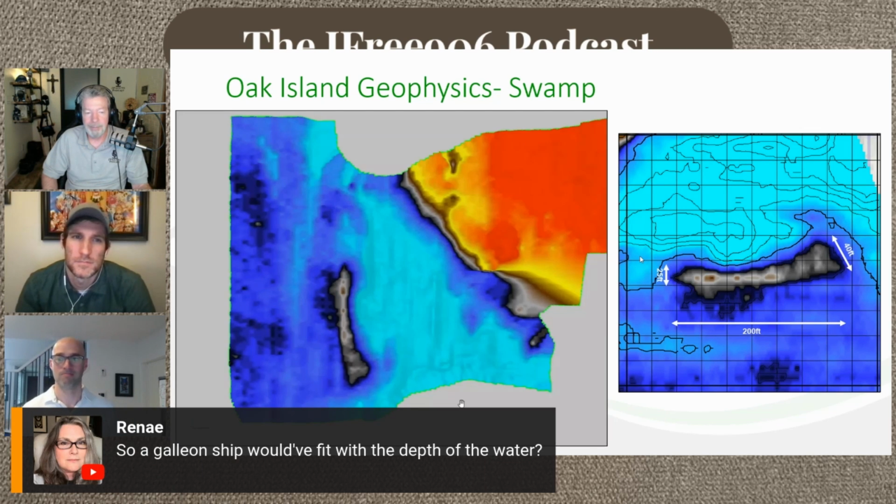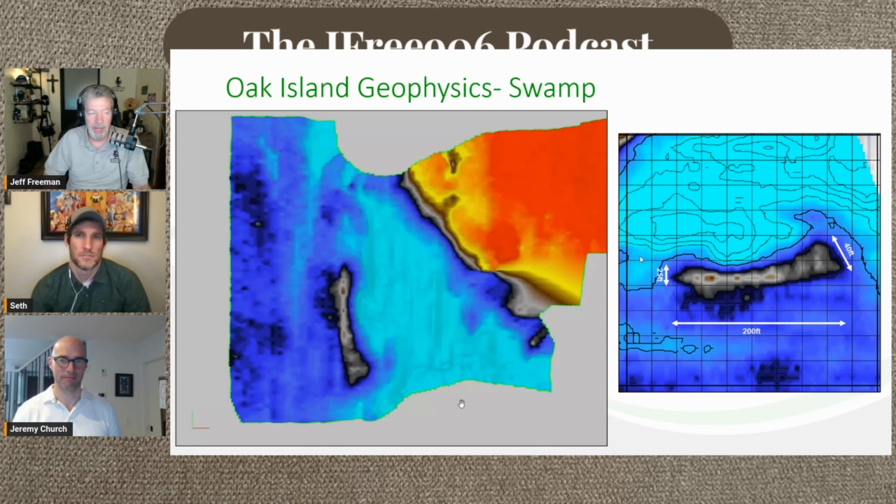Wow. So a galleon ship wouldn't fit in that depth of water? I don't know what the draft on a galleon ship is. I really don't. Unfortunately, I know somebody out there may know. If you do, please jump in the chat and let us know what you think. But I have no idea what the draft on a galleon ship would be. They didn't have keels or anything like that, right? They're just balanced by ballast and stuff. So they would be kind of shallow. So it's definitely within the realm of possibility for sure.